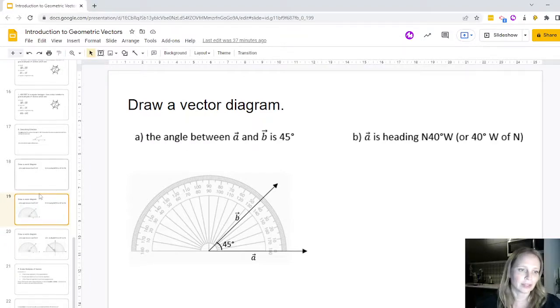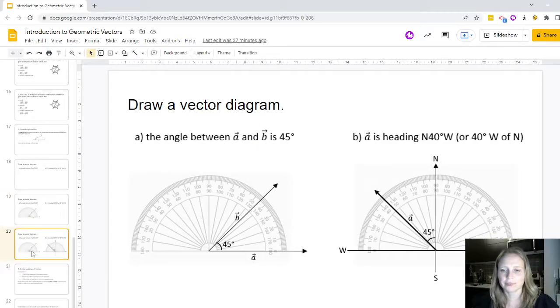And then, actually using the protractor, I drew my north, east, south, west grid. And then from the north line, I measured 45 degrees. Okay, that's incorrect, but I can't change that right now. But I would measure 40 degrees in the west direction.